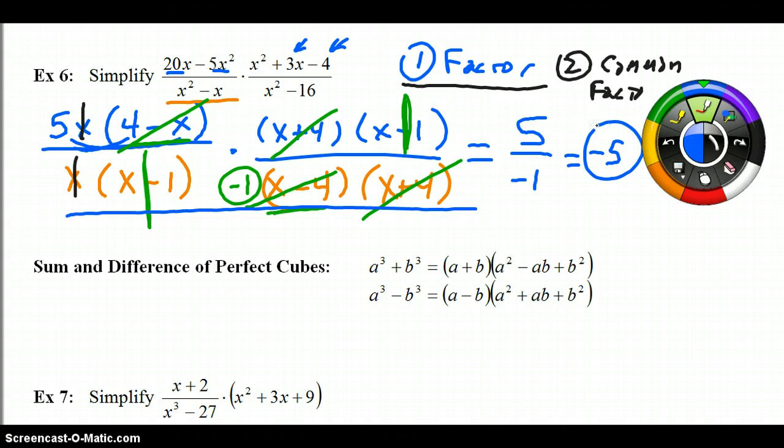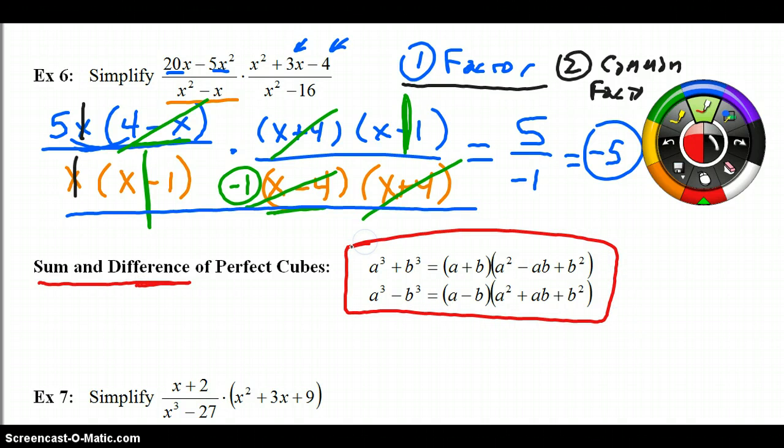Problems 7, 8, and 9 use what we call the common factoring of sums and differences of cubes. So we'll need to star these formulas. What is a and what is b? They're perfect cubes. So let me write out perfect cubes. 1 cubed, 2 cubed, 3 cubed, 4 cubed. Take a minute and punch these out in your calculator.